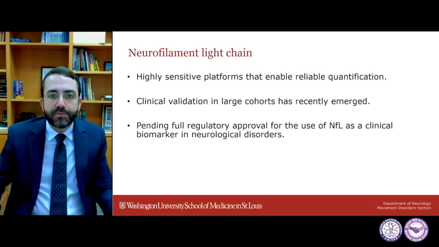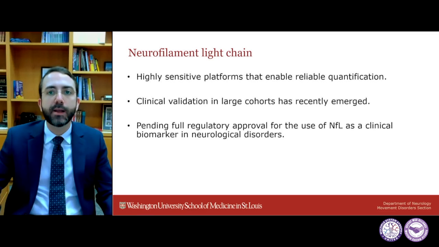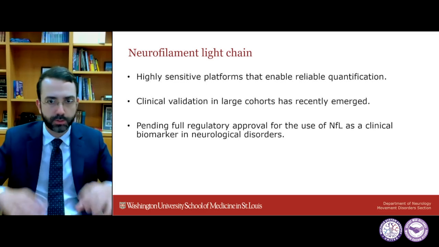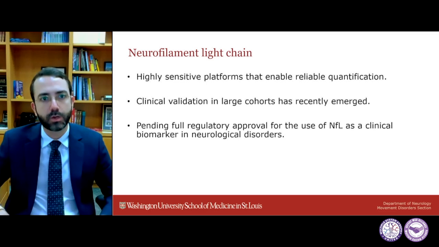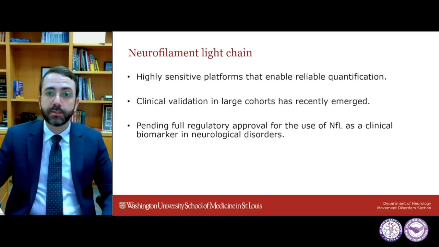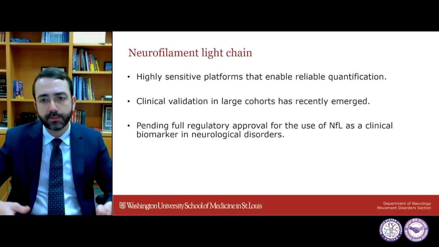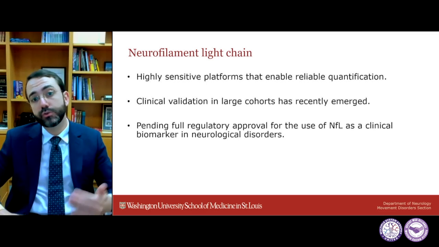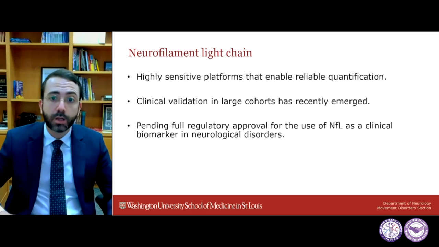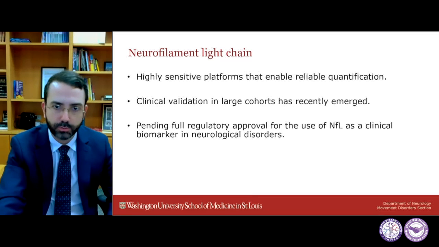Over time, we have developed highly sensitive platforms that have allowed us to reliably quantify neurofilament light chain in several body fluids, including spinal fluid surrounding the brain and the spine, as well as in the blood. Recently, we have developed several clinical studies looking at cohorts of patients to validate the use of neurofilament light chain in research and clinical practice. However, we're still pending full regulatory approval for the use of neurofilament light chain as a clinical biomarker in several neurological disorders, including MSA.